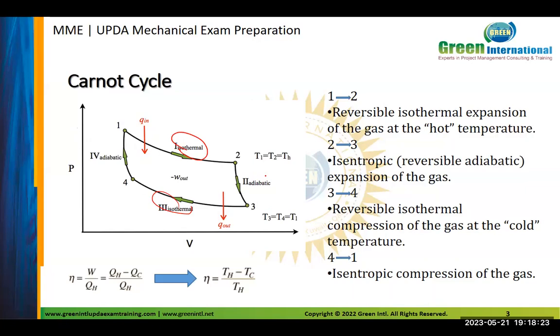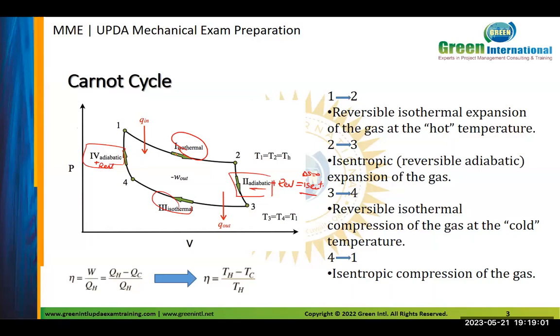So what are the second processes? 2 to 3 and 4 to 1. These two processes are isentropic. But here, if someone asks me, no, it's adiabatic. No, it is not only adiabatic, this is adiabatic plus reversible. So if adiabatic plus reversible, we can conclude its name is isentropic. What is the meaning of isentropic? No change of entropy. Delta S is equal to 0.